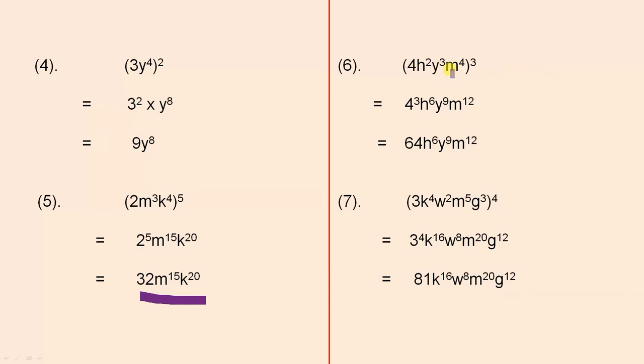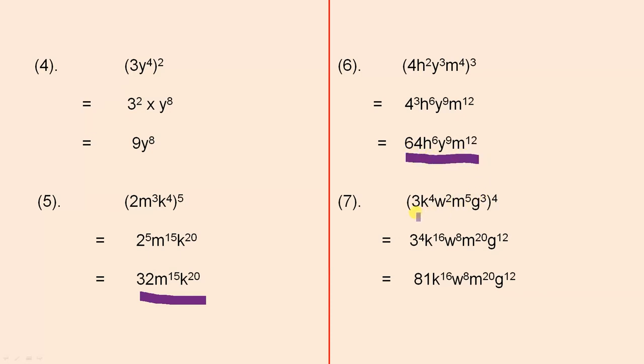Over here we have that term there, raised to the power of 3, so that gives us 4 cubed. 3 2s are 6, 3 3s are 9, and 3 4s are 12. 4 to the power of 3 is 64, so there's our answer.